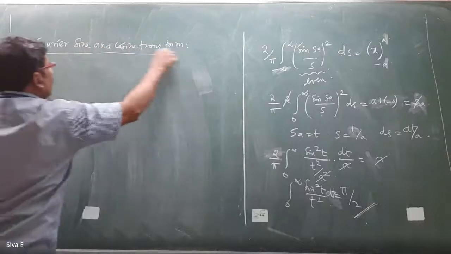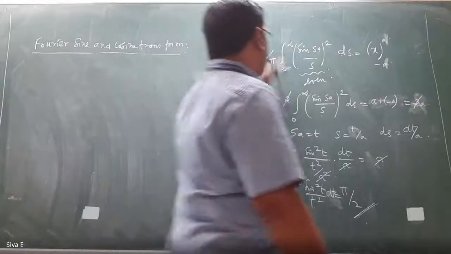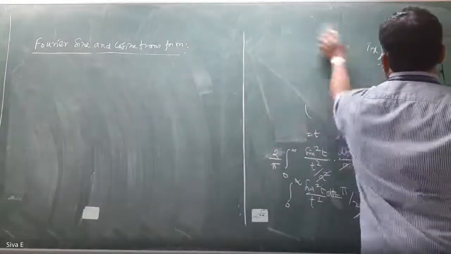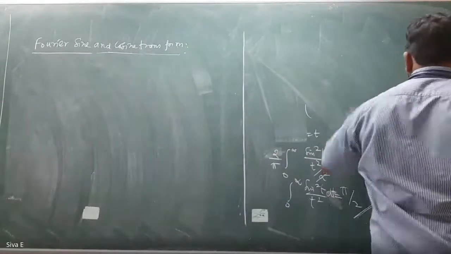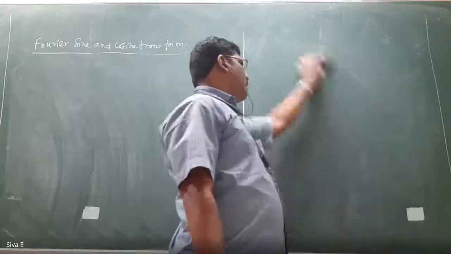Fourier sine and cosine transform. In general, there are 4 formulas. 4 formulas can be divided into 2 topics. One is Fourier transform, Fourier cosine transform pairs, Fourier sine transform pairs.